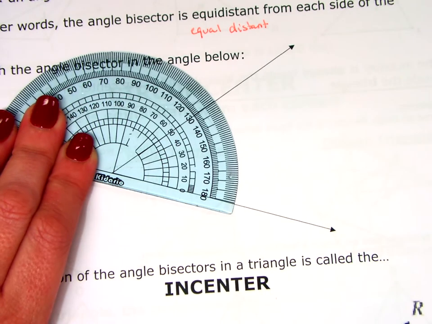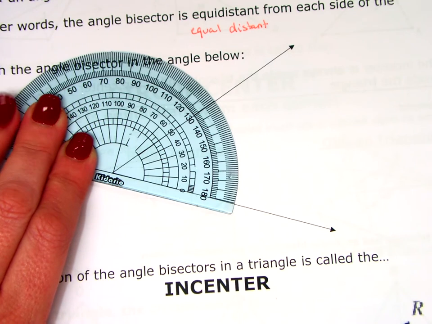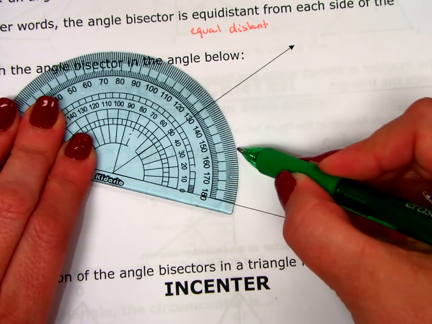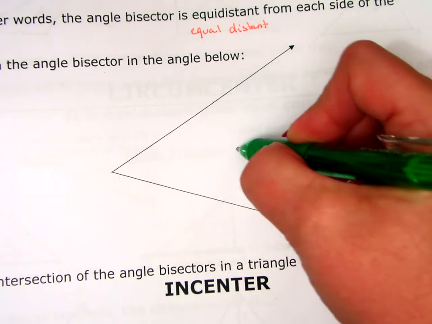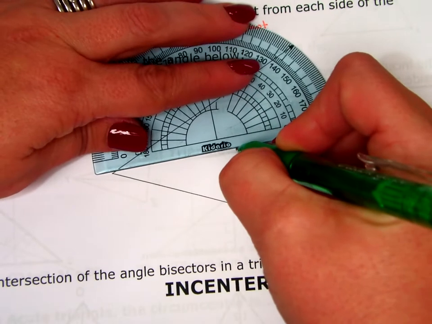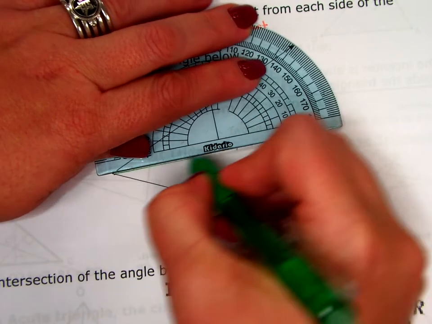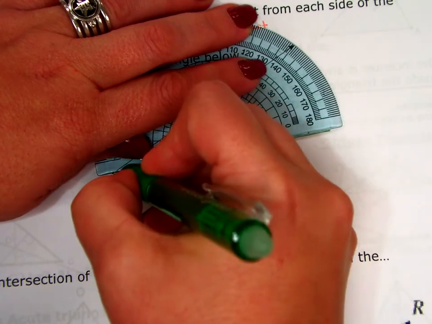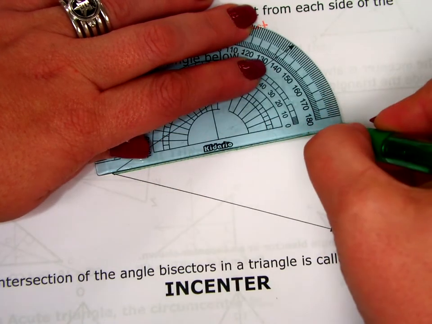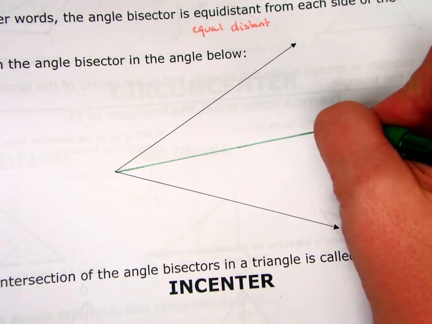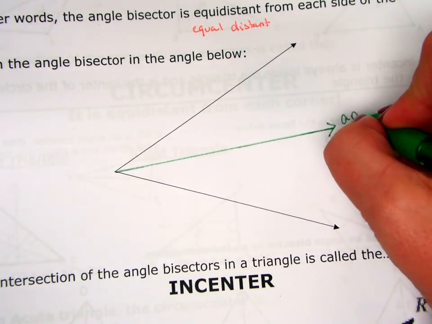So if I want to bisect 50 degrees, where do I want to put my bisector? How many degrees? 25. So 25 is going to be right here. 25 degrees. This is my bisector. So this is the angle bisector.